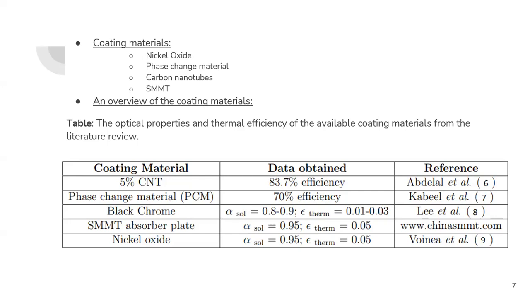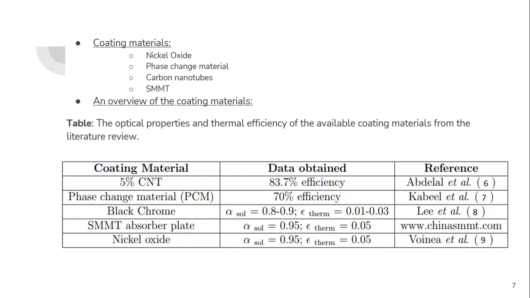It is manufactured by a Chinese company, and they have made it directly. There's no need to manufacture it. You can just buy it and place it in the absorber plate. And in the table below, we can see from different references that the materials show different data that help us to choose the better option. As you can see, the first one is 5% CNT, or carbon nanotube.